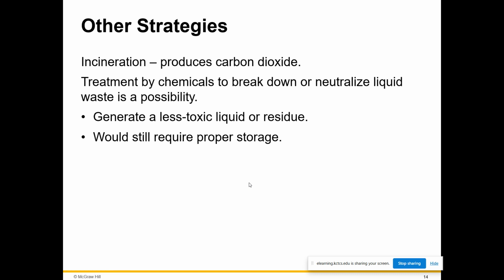Other strategies: incineration, like we mentioned before, still produces carbon dioxide, so it's not a complete fix-all. And then we can treat using other chemicals or biological agents to help neutralize some of the toxins so that it's not so bad, or just reduce the volume as well. But even then, we still need proper storage for it, either in the place that we are treating it, or if we have just reduced the toxicity of it, it's still toxic. It's just not as bad. So we still have to find a place to dispose of that last bit.